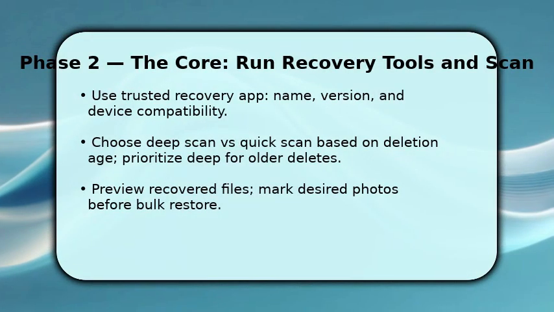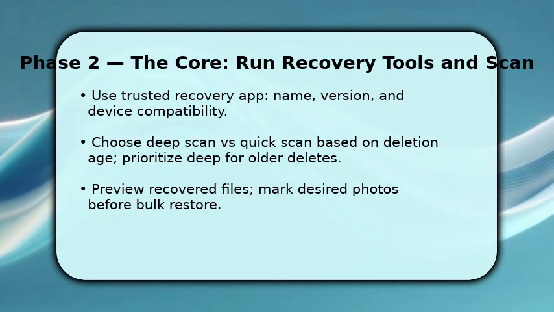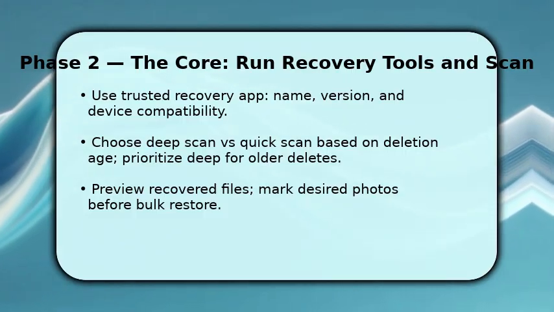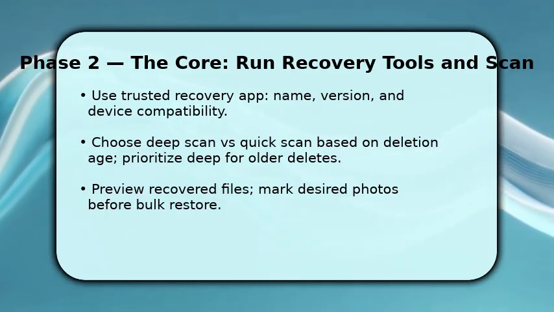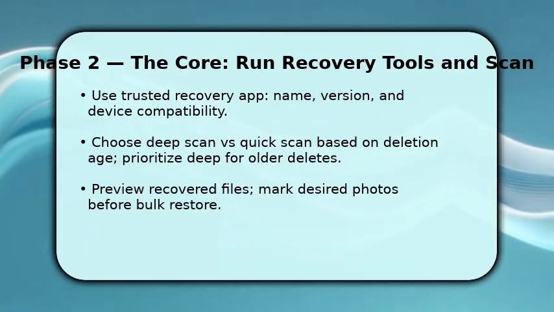You now run the recovery tool and choose Settings. First, select the correct device model and permit read-only access where available, because writing can corrupt recoverable data. Once selected, start a quick scan to find recent deletes. If results lack your photos, run a deep sector scan. This takes longer, yet finds fragmented files.